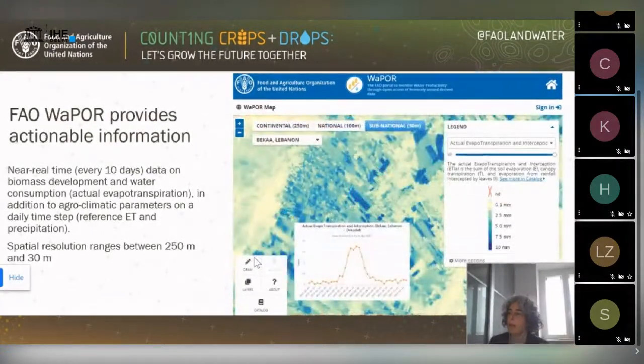If we go to an example of 30-meter resolution data, this is from the Bekaa Valley in Lebanon. Here we can see both the larger fields, but also the smaller fields. And this is the type of detail that we need to go into agronomic advice and to be able to compare crop water productivity, because at this level of detail, we can also produce crop maps to distinguish the different crops and associate water productivity to specific crops.